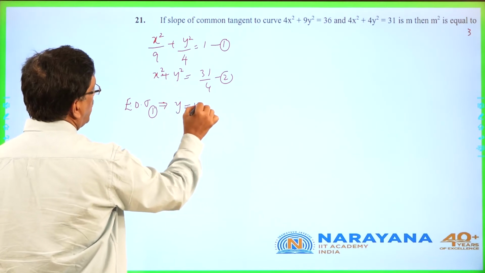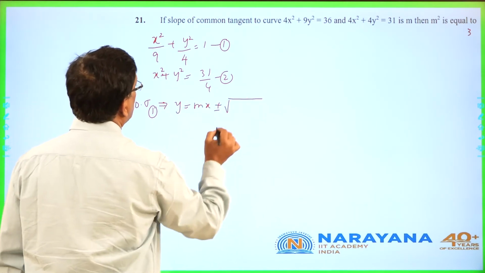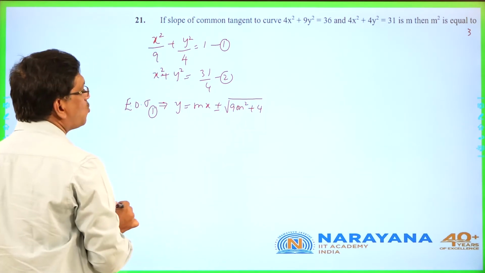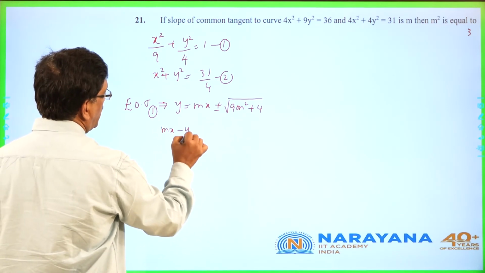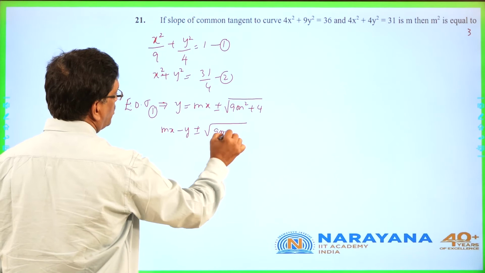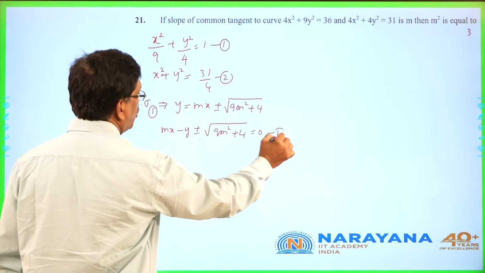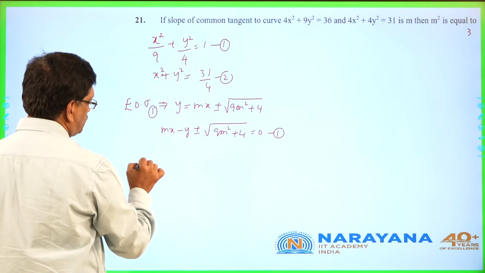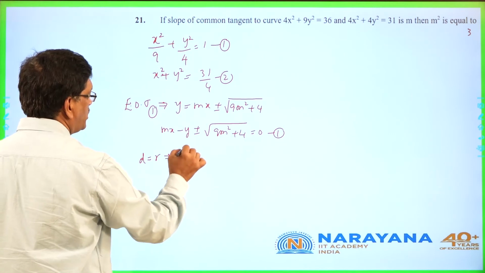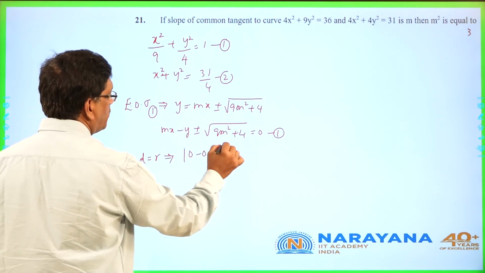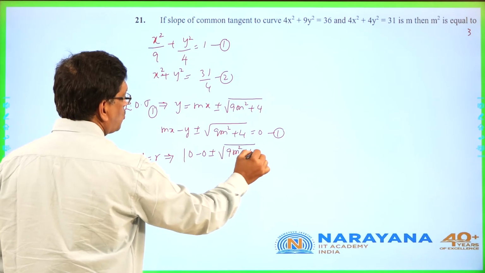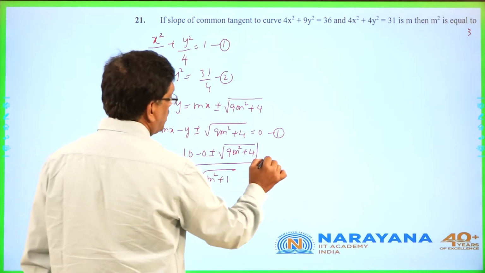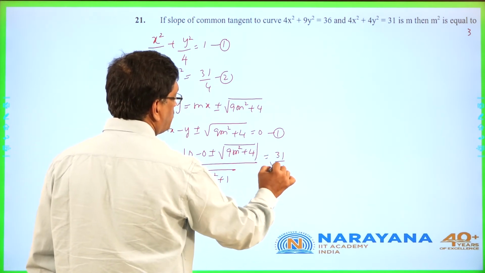What is that? y equal to mx plus or minus root of a m square plus b square. This you can rewrite like this: root of 9m square plus 4. If it is the tangent, then the perpendicular distance from (0, 0) is equal to the radius: plus or minus root of 9m square plus 4 by root of m square plus 1 is equal to root of 31 by 4.